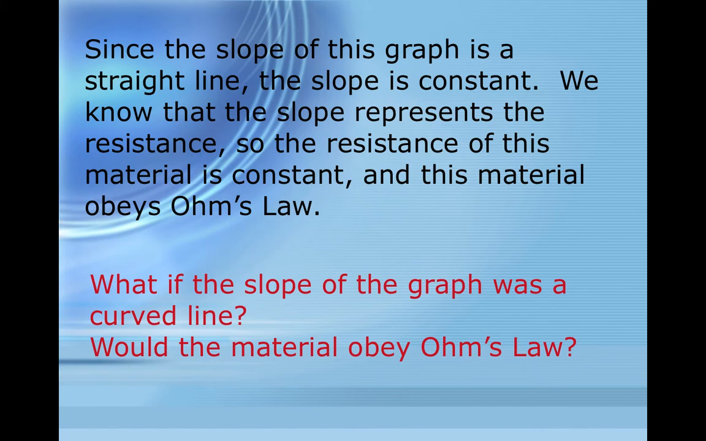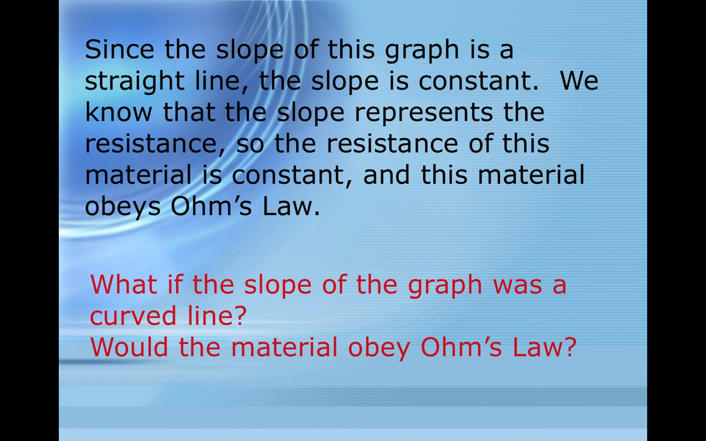Things to take note of here. Since the slope of this graph is a straight line, that means the slope is constant. We know that the slope represents the resistance, so the resistance of that material that the data was collected on is constant. That means that this material obeys Ohm's law. Here's your key. When you get a graph of voltage, potential difference, versus the current, and you get a nice, straight, direct relationship, that obeys Ohm's law.